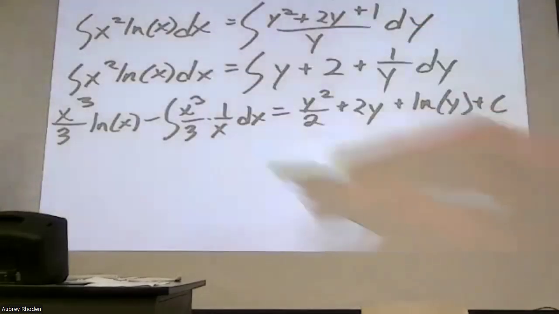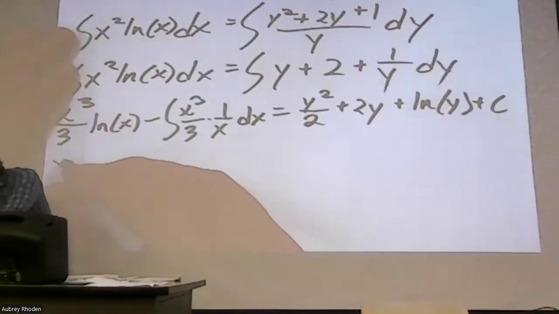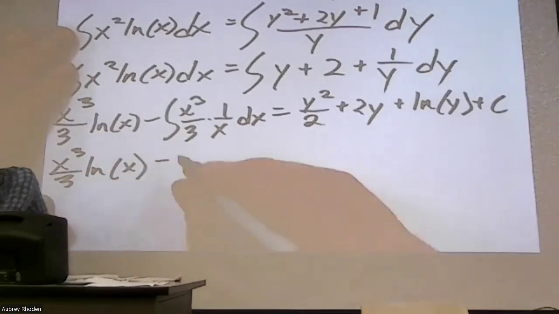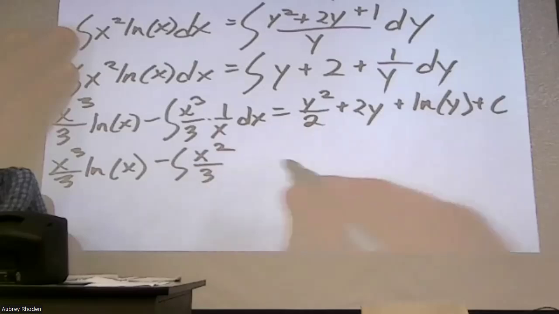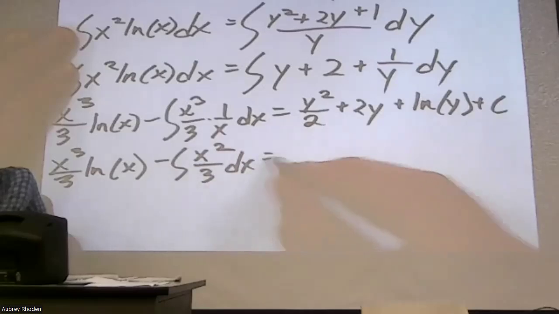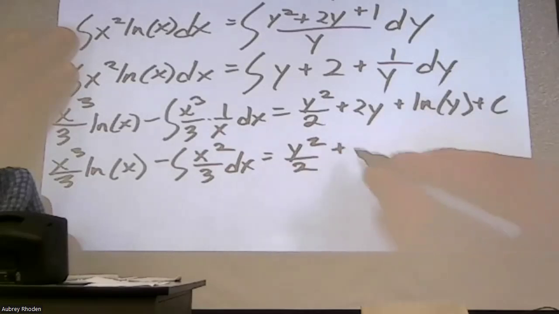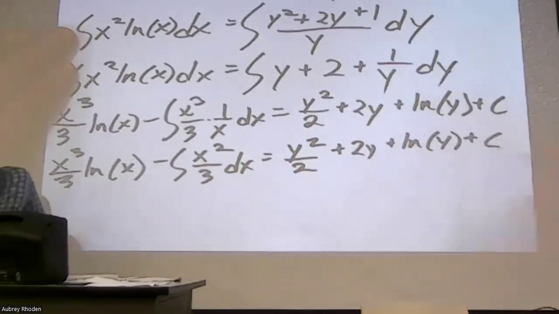Okay. Now x cubed divided by 3, this is going to turn into x cubed divided by 3 multiplied by the natural log of x. Now minus the integral of x squared divided by 3 with respect to x, which is going to equal y squared divided by 2 plus 2y plus the natural log of y plus C.